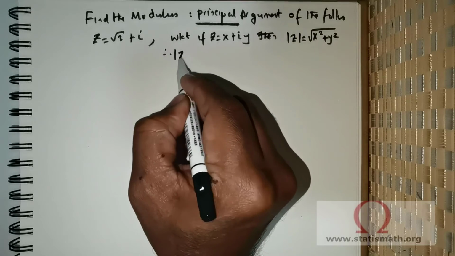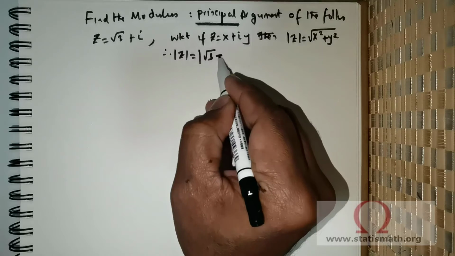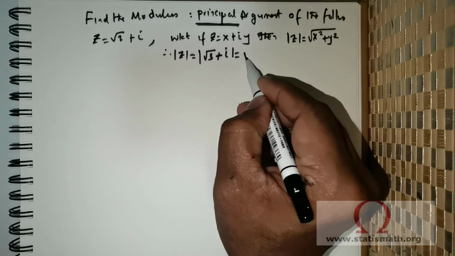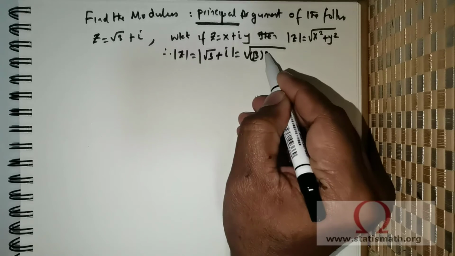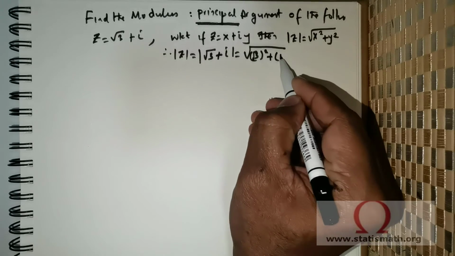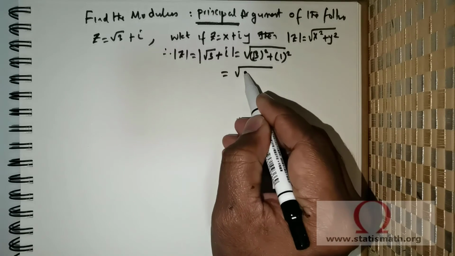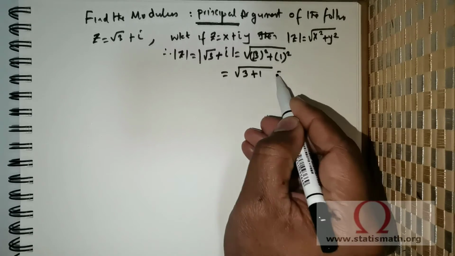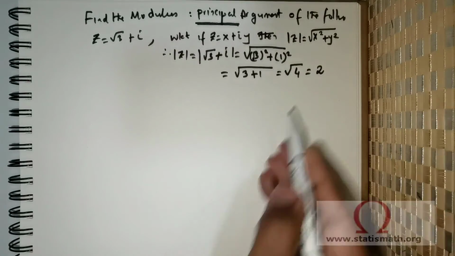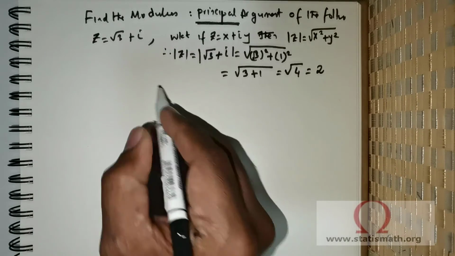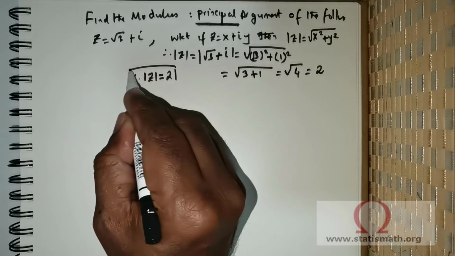Therefore modulus of z is equal to modulus of the complex number root 3 plus i, which is equal to root of the square of root 3, and to it you add the square of the imaginary part. This is going to give us root of 3 plus 1, which is equal to root of 4, which is equal to 2. You only take the positive side of the modulus. So therefore you can write that mod of z is equal to 2. So this is fine.